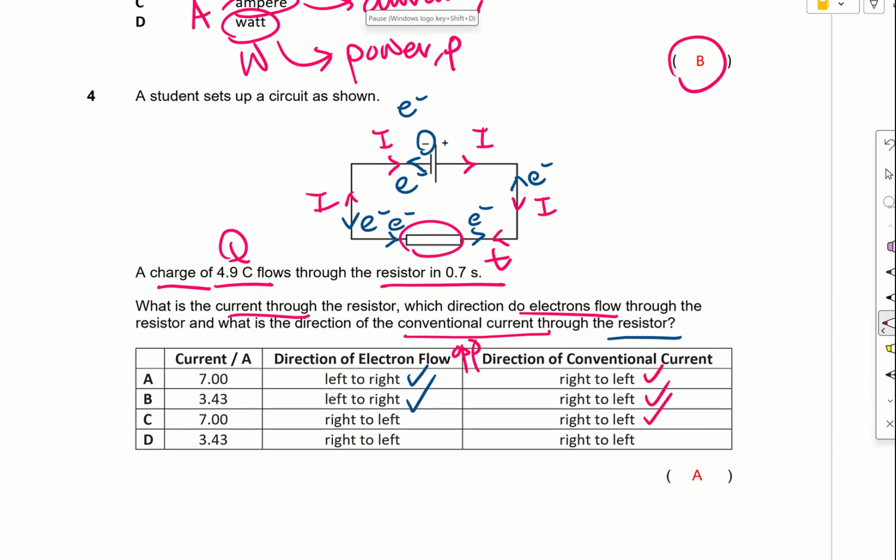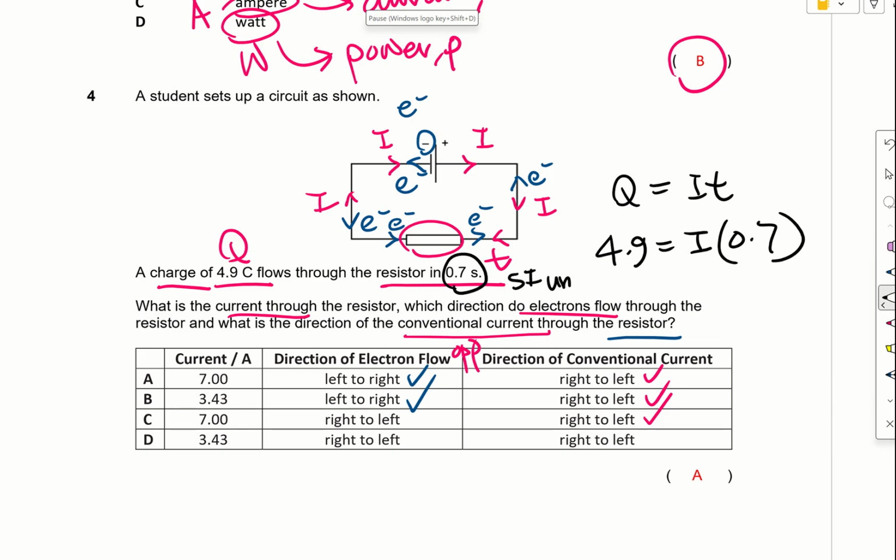Okay, yeah, so now we need to calculate current. So what is the formula to use here? Q equals IT. Q is 4.9, I is the one that we want to find, and T is 0.7. So take note, the T must be in SI units. Sometimes the question can give you in minutes. Okay, so 4.9 divided by 0.7, it will be 7 ampere. Okay, so answer will be A.